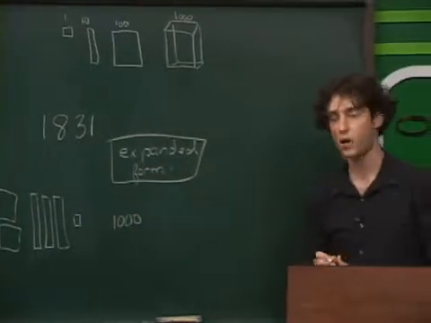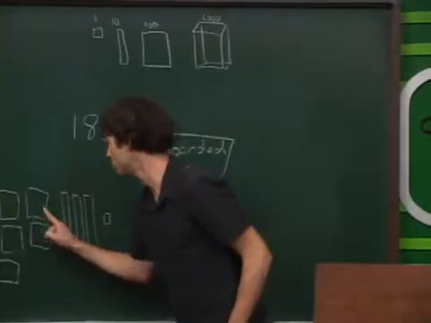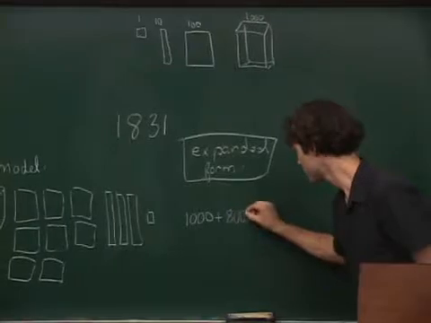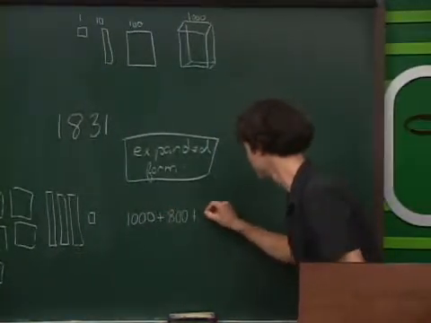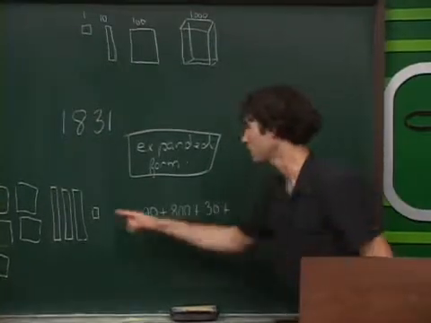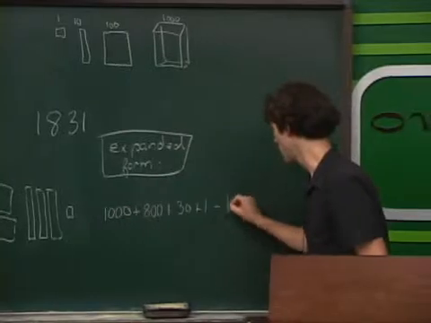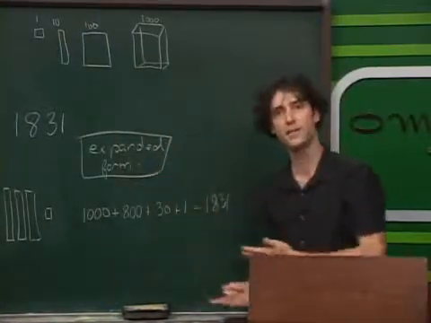So, it would be 1,000 plus how many hundreds do we have? 1, 2, 3, 4, 5, 6, 7, 8. Plus, how many tens do we have? 3. So it's 30. Plus, how many ones? 1 equals 1,831. This is the expanded form.